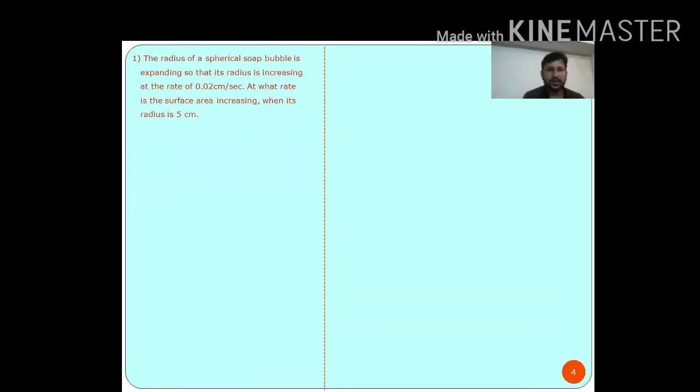The radius of a spherical soap bubble is expanding so that its radius is increasing at the rate of 0.02 centimeter per second. At what rate is the surface area increasing when its radius is 5 centimeter? To find the rate of change of area, we have been provided the value of radius, 5 centimeter. Let us see the solution for the problem.